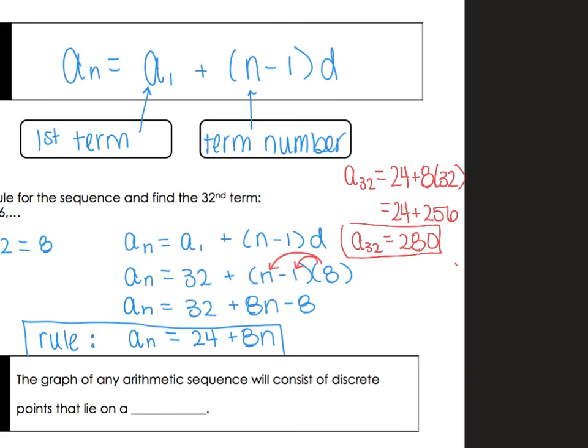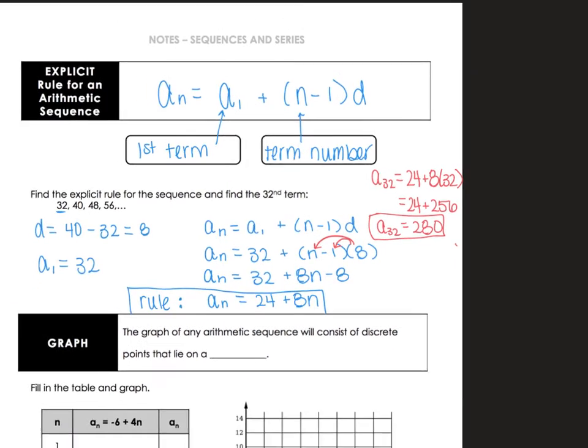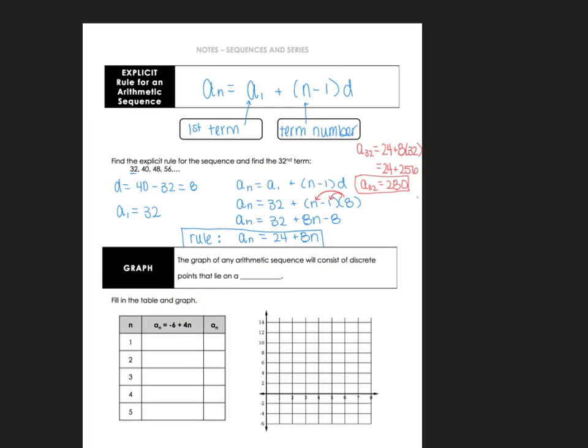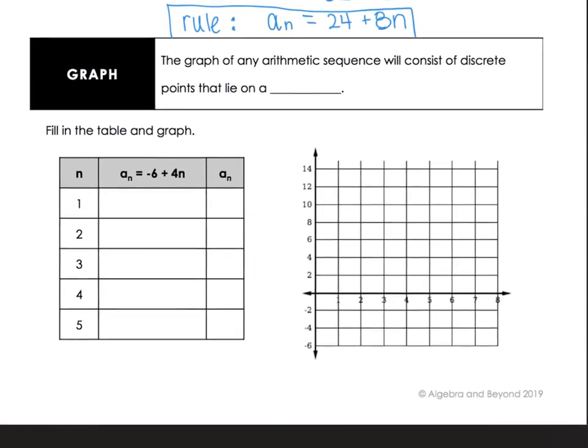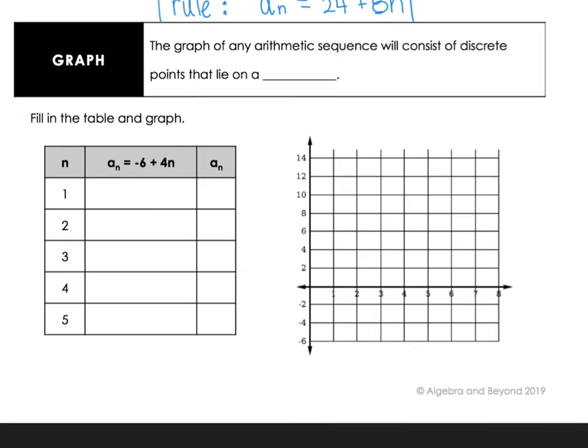So can you imagine having to add 8 until you get to the value of 280? That would take so long. So this rule is really helpful where you can find a term in the future that you just don't want to have to do the work to get to. So we can graph these as well. This is our last little topic on this guided notes. And we're talking about how the graph looks.